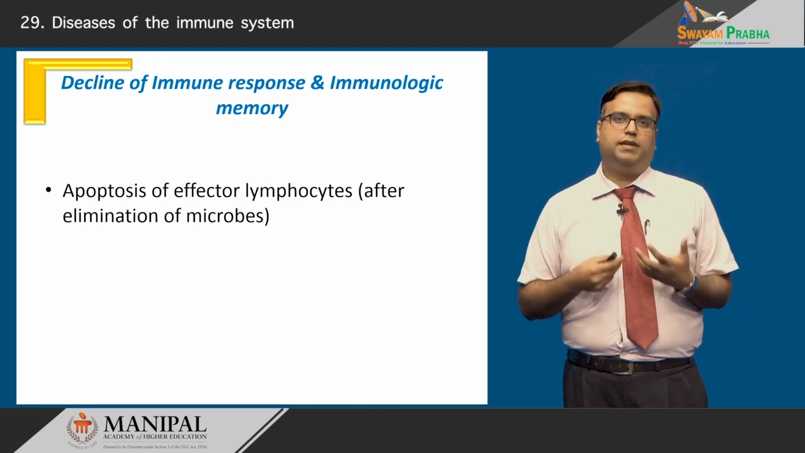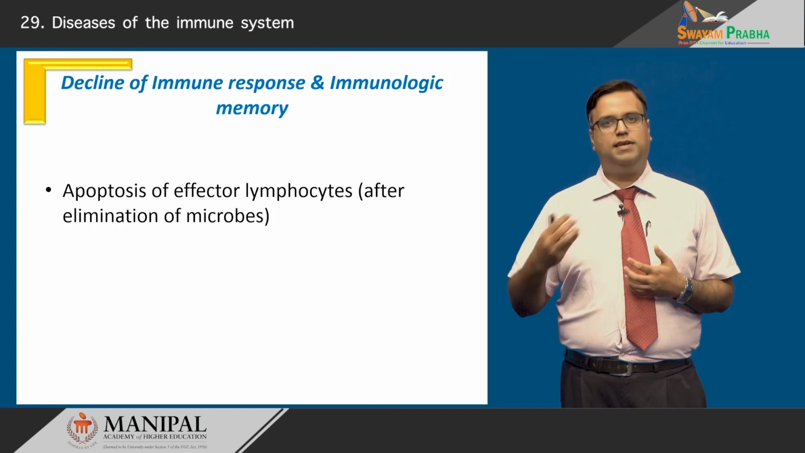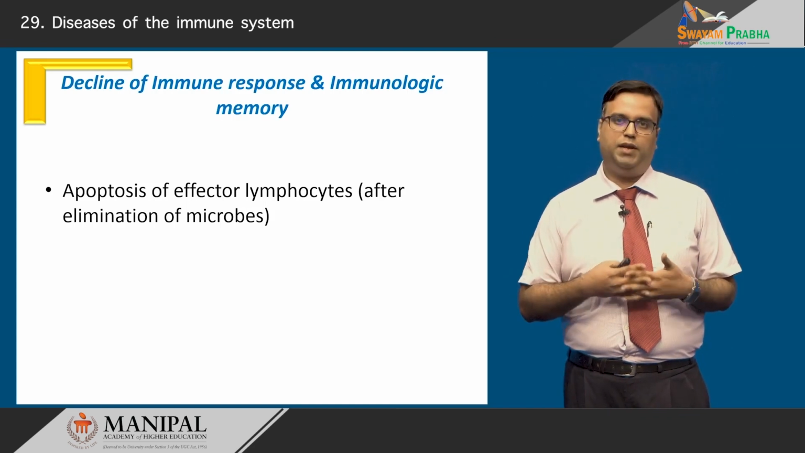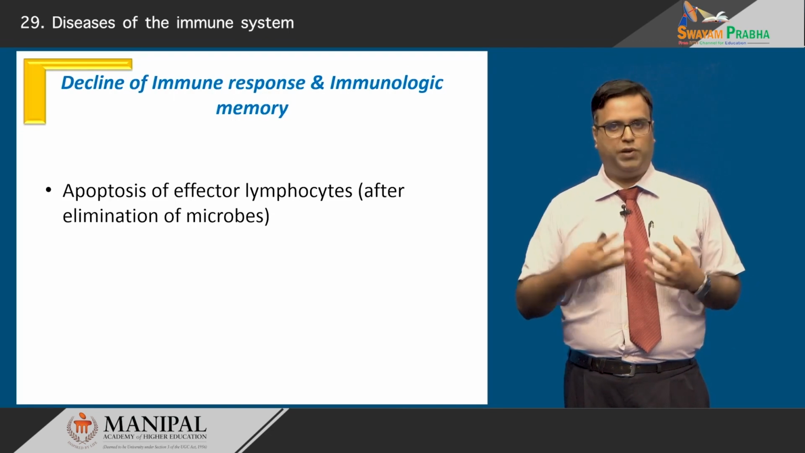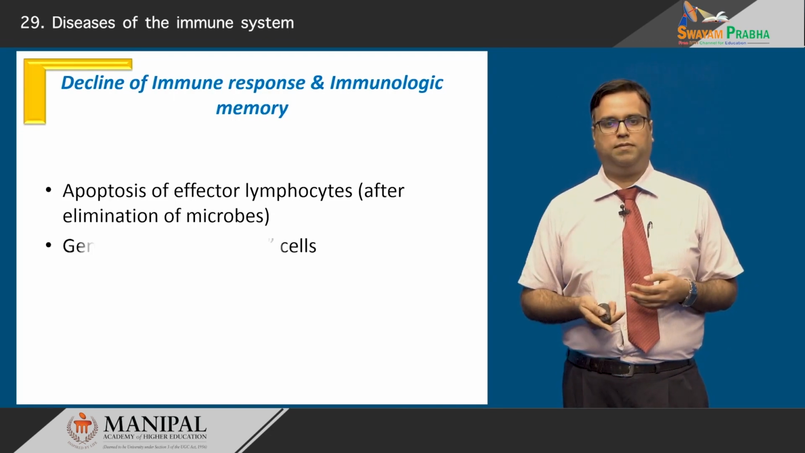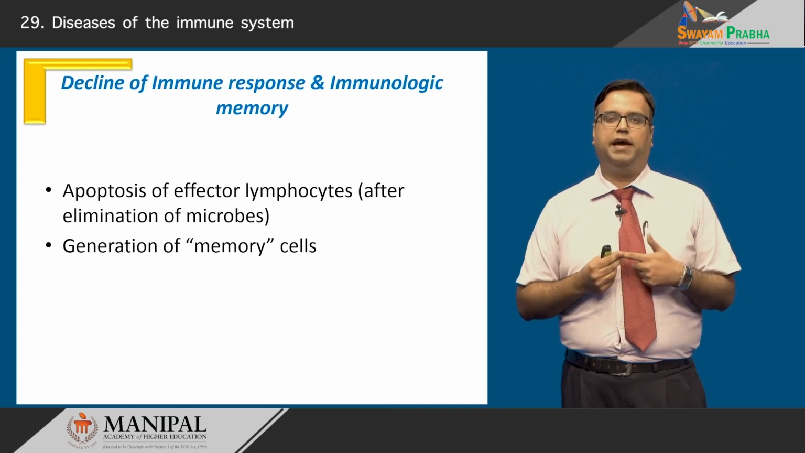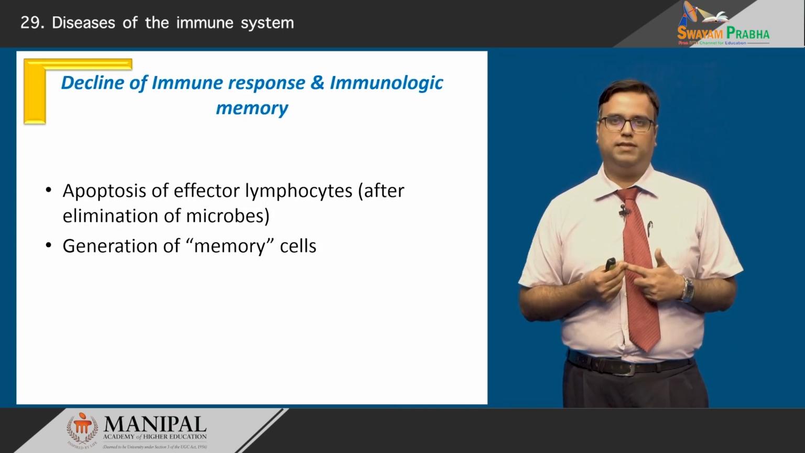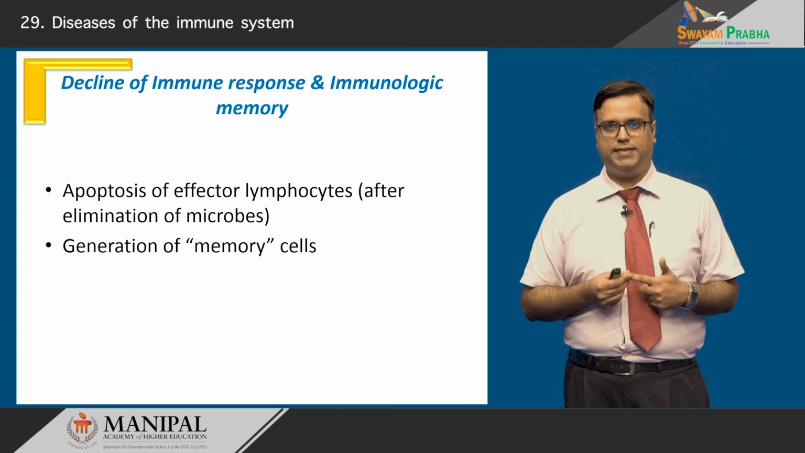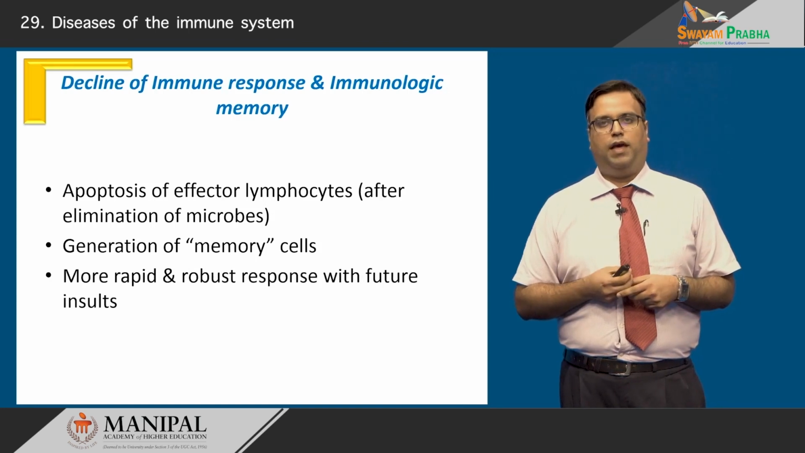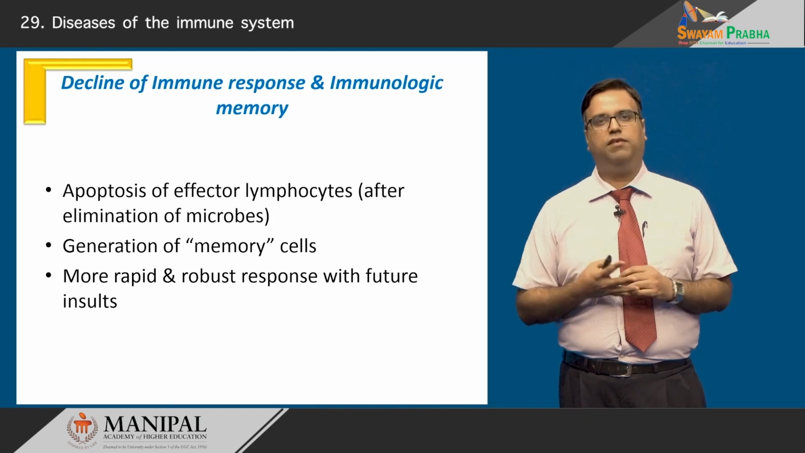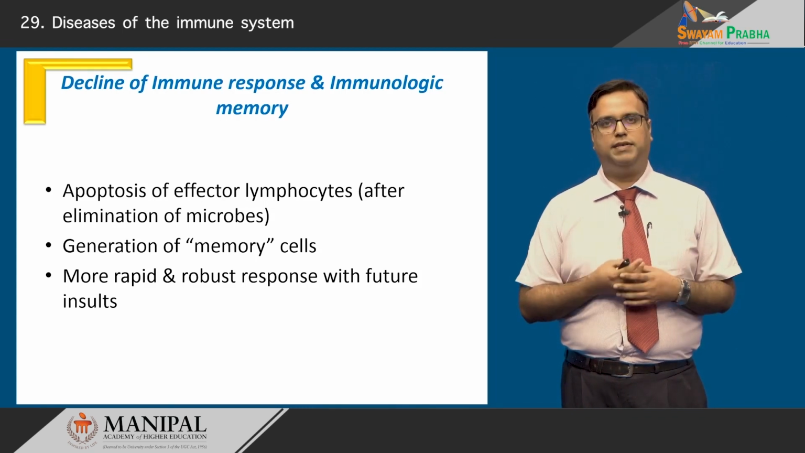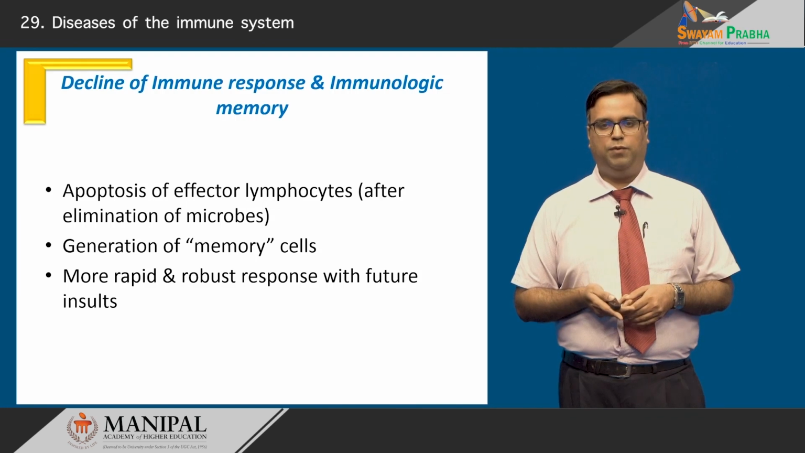What happens to these effector T cells eventually? Once there is an elimination of the peptide or antigen which has stimulated it in the first place, they undergo what is called programmed cell death or apoptosis. But it leaves behind an imprint, which is your memory cells, which retain a memory of the inciting insult. And if there is a future insult of a similar nature, they are all armed and ready to recruit a lot of like-minded cells, bringing in an effective immune response.